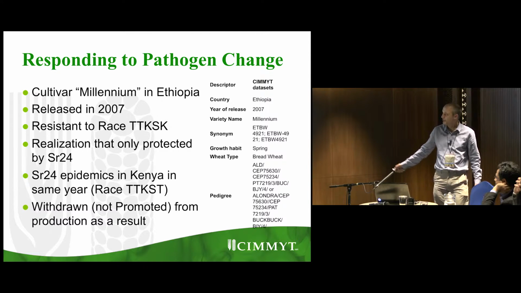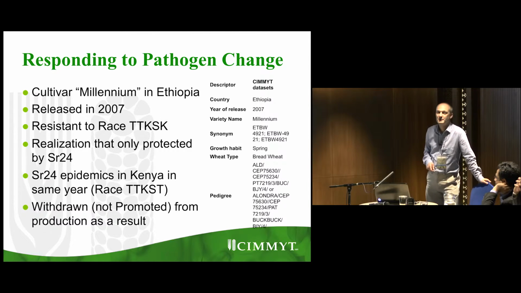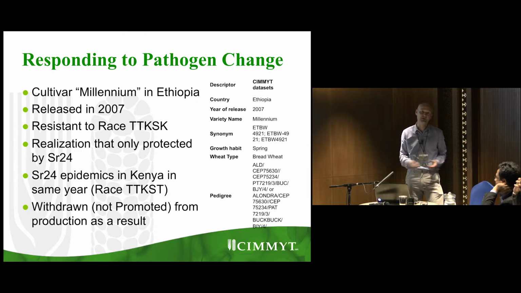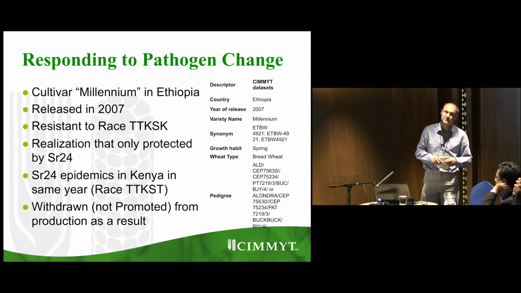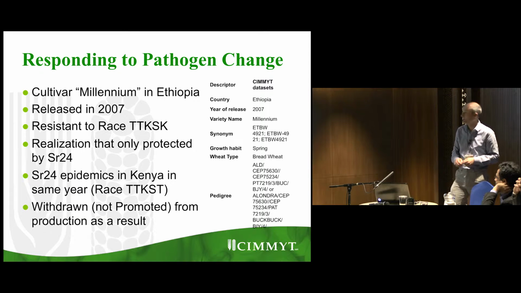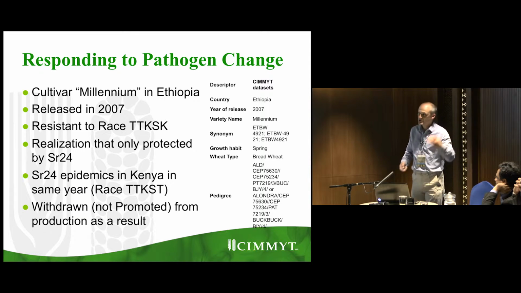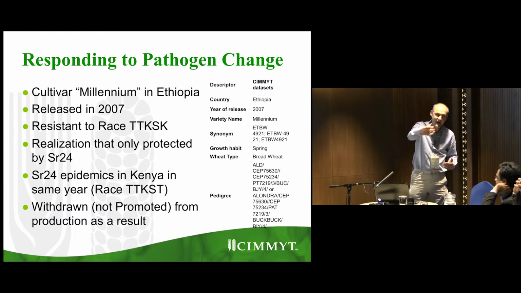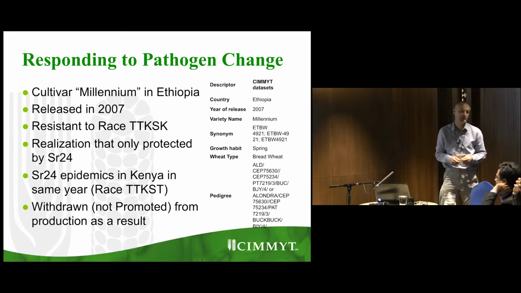That same year, we saw epidemics caused by SR24 virulence in Kenya. There was a variety called KS Mwamba. It was the most widely grown cultivar in Kenya at that time, and it was solely protected by 24. So when we got the mutation and the virulence for 24 with UG99, that cultivar was very badly hit.